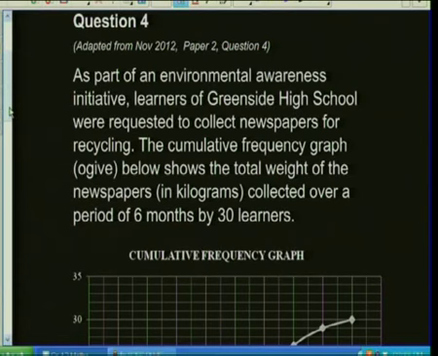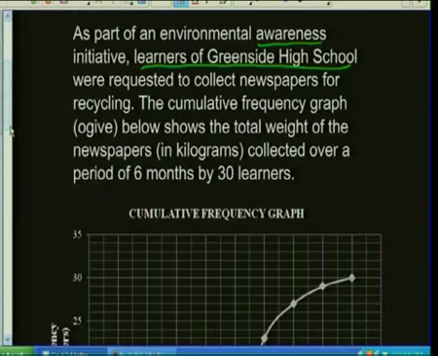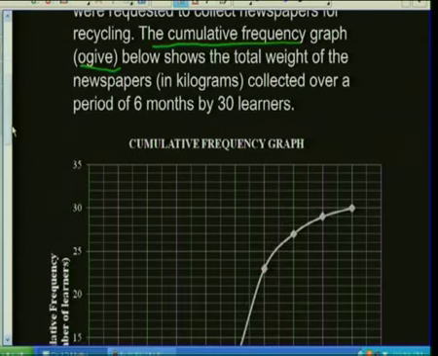Let's see what I have. Question 4. As part of an environmental awareness initiative, learners of Greenside High School were asked to collect newspaper for recycling. The cumulative frequency graph, or ogive, below shows the total weight of newspaper in kilograms collected over 6 months by 30 learners. Let's see what they want now.